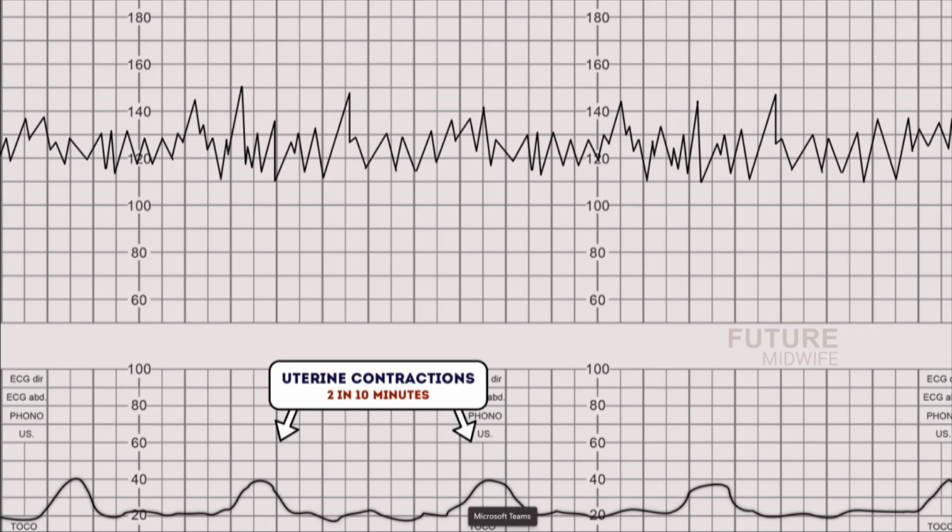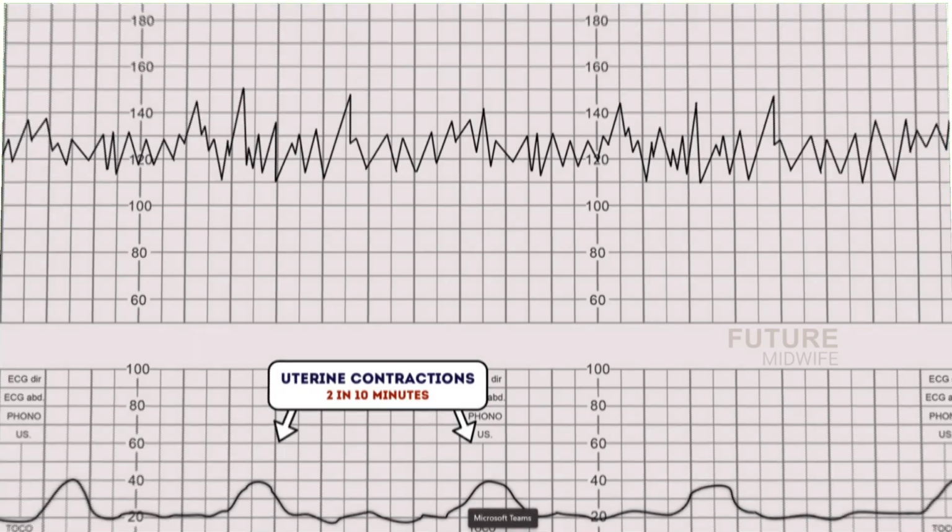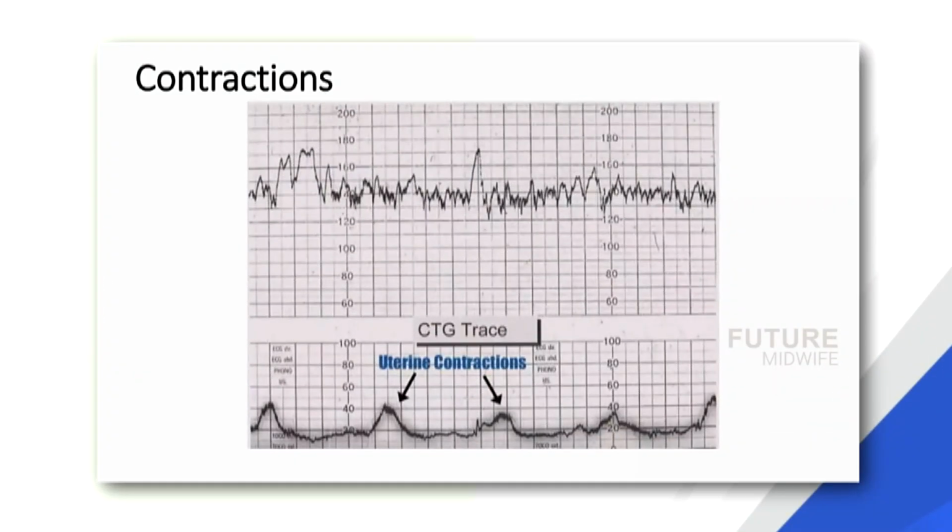While assessing the contraction, it is very important to find out the duration and intensity. The duration means how long the contraction lasts. Intensity means how strong the contraction is, which can be assessed by palpation. In this strip, we can see the frequency of uterine contraction, which will be 3 to 5 times in every 10-minute period. Each contraction lasts 40 to 60 seconds.